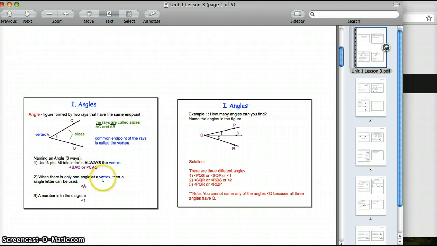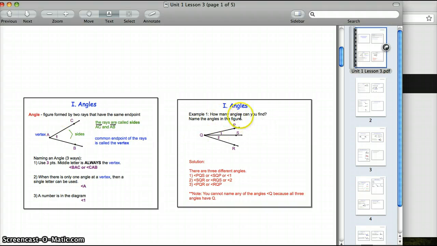Now, when there's only one angle at a vertex, then a single letter can be used. So this could be angle A. And a number can also be used if there's a number in the diagram. So this can also be angle 1.